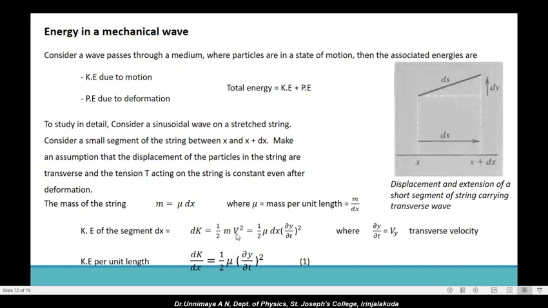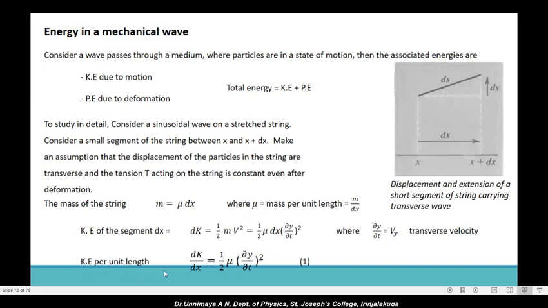Here we are considering that the particles in the string move in a transverse direction. So dou y by dou t will be equal to vy, the transverse velocity. So v is replaced with dou y by dou t. This is the kinetic energy of the segment dk, half mv square. We replace the term m with mu dx and v with the transverse velocity dou y by dou t. So the expression for kinetic energy of the segment becomes half mu dx into dou y by dou t the whole square. This is the kinetic energy of the segment dx.